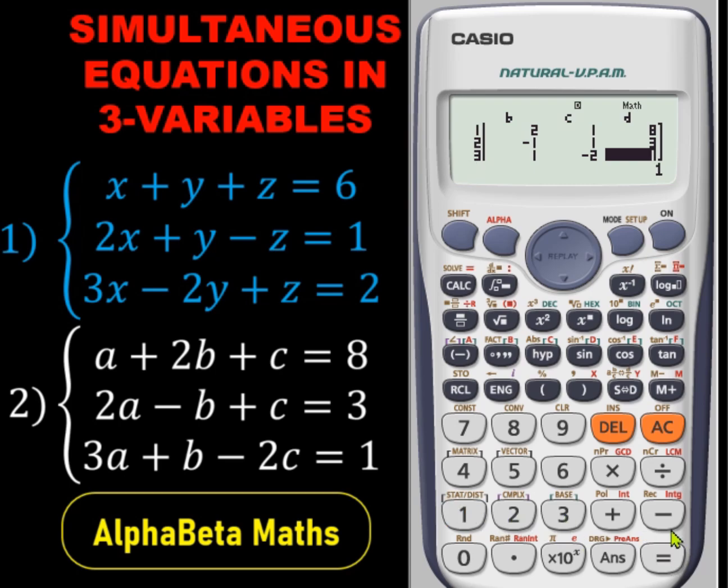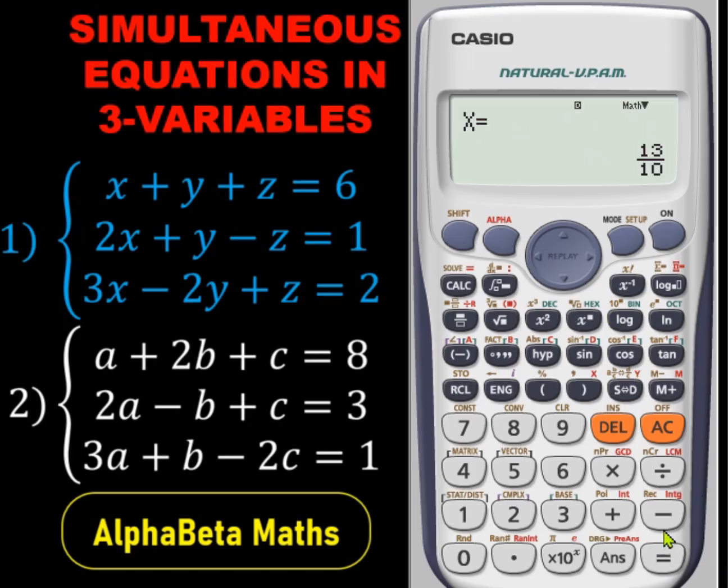When we are done, then we press on the equal to sign. But in case you made a mistake and you want to move to that particular cell and change the number, we use the arrow keys to do that. So you can use the arrow keys to move between them. When you are done with your correction, then you press on the equal to.